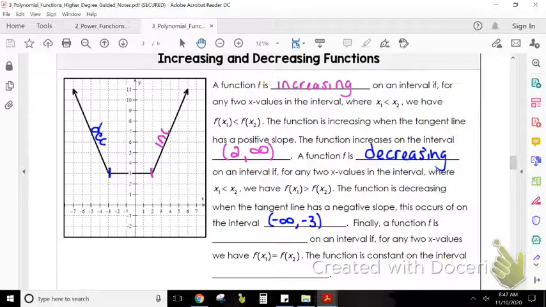And finally, f is constant, which we know constant means is remaining the same. It's going to be a horizontal line. On an interval, if for any 2 x values, we have the y values are equal. The function is constant here on the interval. And we can see it's right here in the middle. So it's going to be from that -3 to that +2.